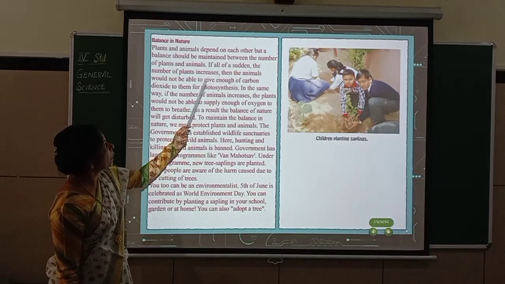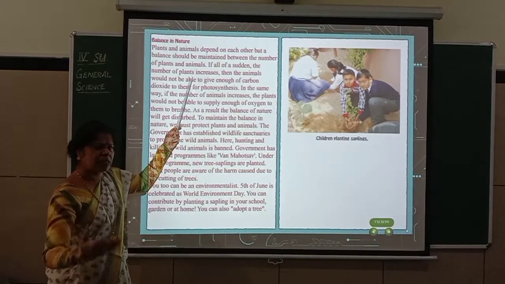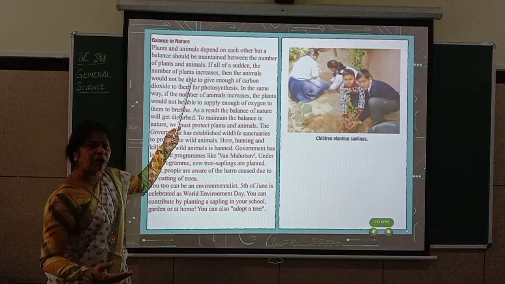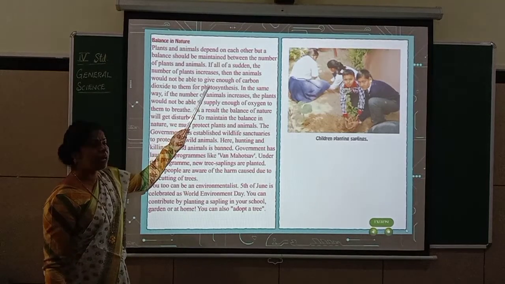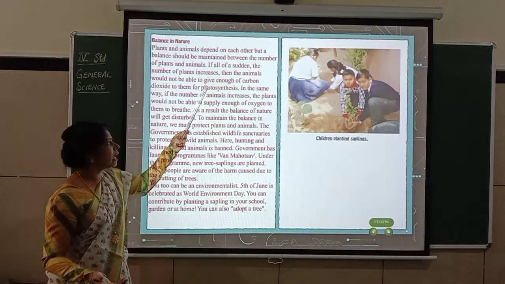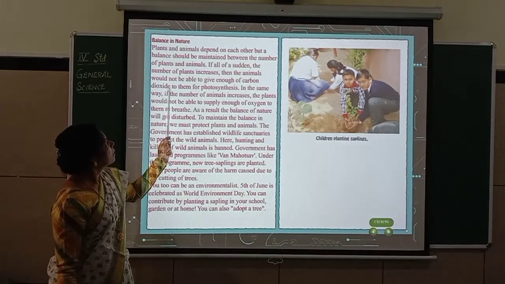What is the idea? All of a sudden the number of plants is increasing, too many plants are there. But for them what is required? Carbon dioxide is required for photosynthesis. But the animals are very few. Then can they get carbon dioxide whatever they want? No, it's not possible. So what has to be done?